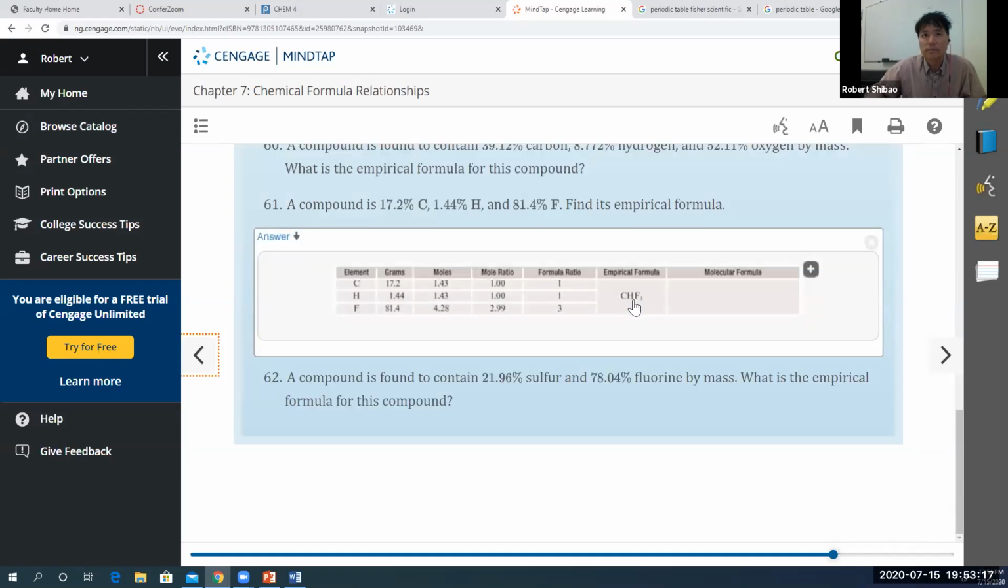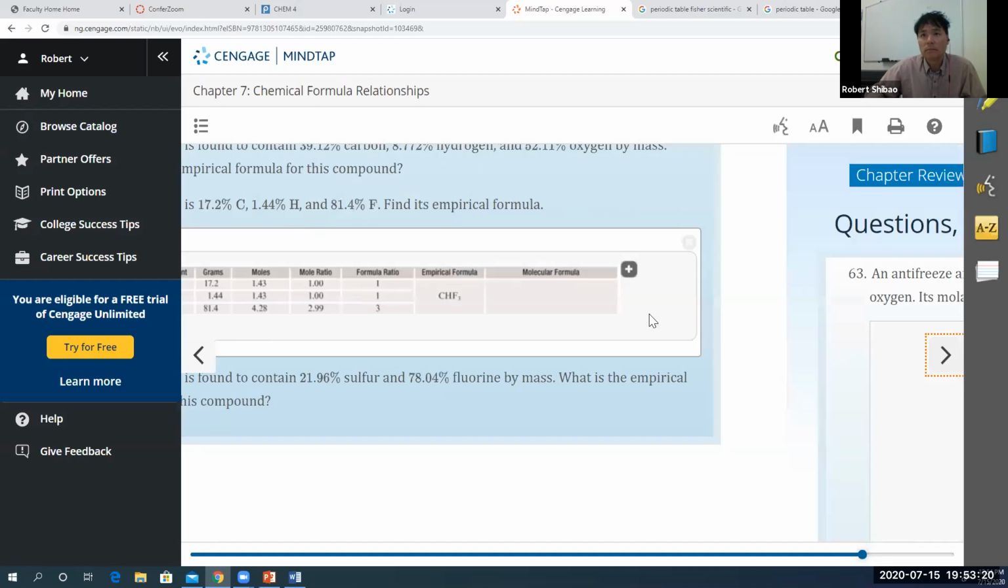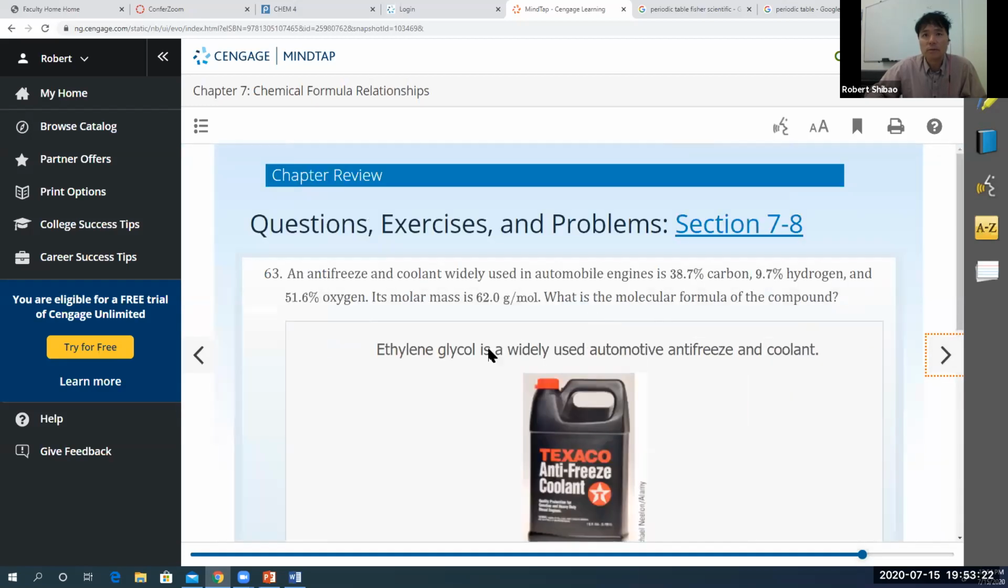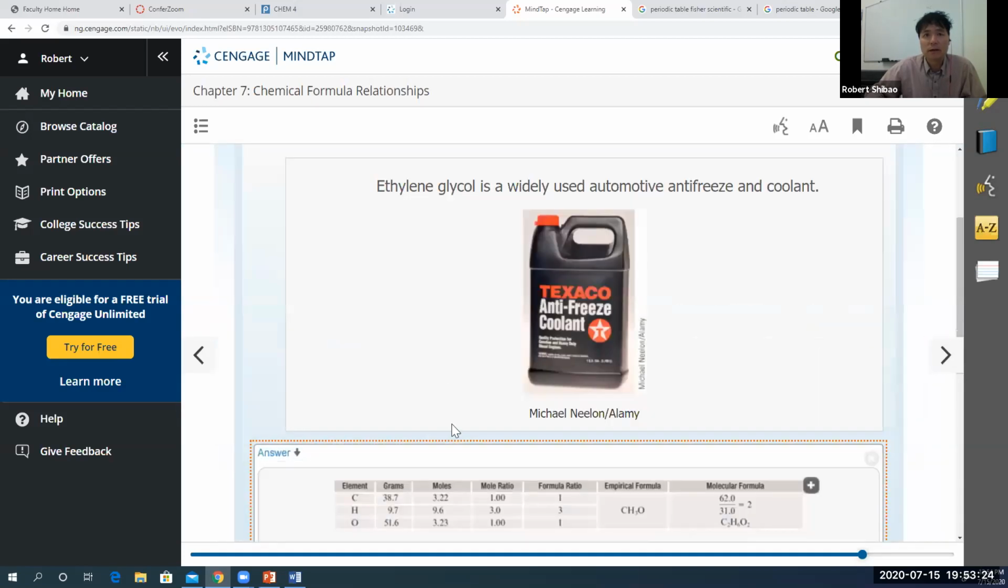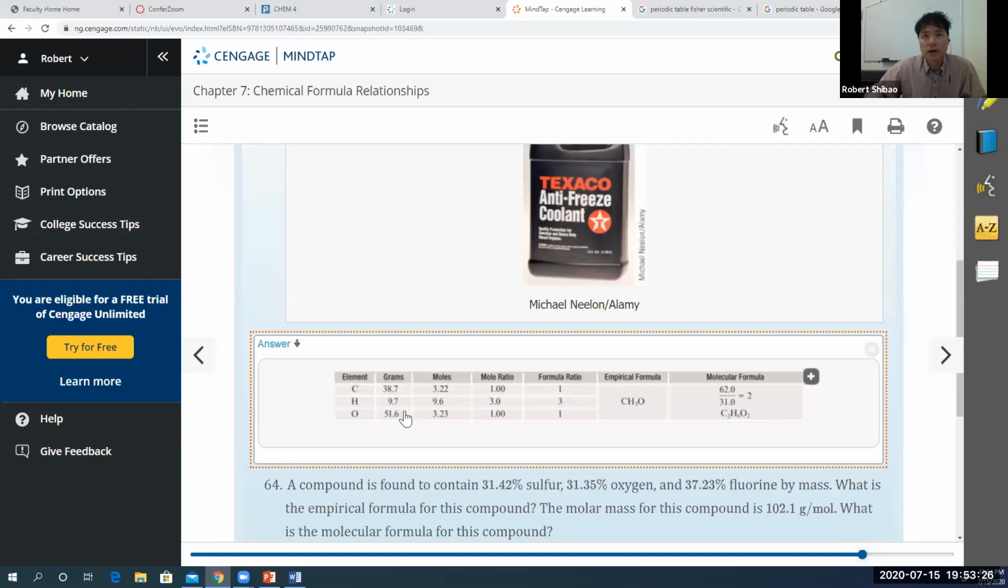Same thing with this. So here we've got to get the empirical formula. We'll do the standard method: grams to moles, and then figure out the simplest mole ratio by dividing by the smallest. And so we get a 1-3-1 ratio here, so C1H3O1. Now, is that the molecular formula? Well, it depends on how much this unit weighs.